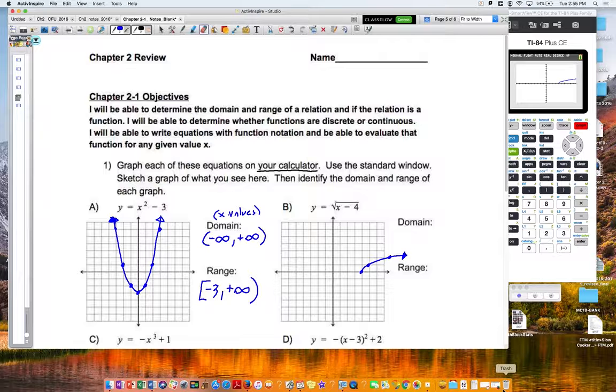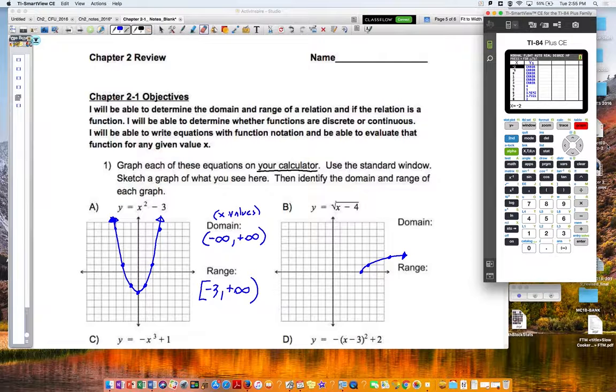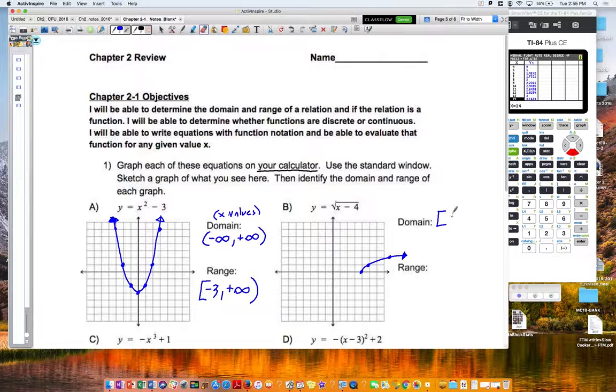Now if I look at my domain, look at how x starts at 4 and goes on in the positive direction, but never in the negative direction. A lot of times if you look at your table, you'll see errors at -2, -1, 1, 2, 3, but you finally get your first point at 4, and the values just keep increasing. As you scroll down, you can see that it gets bigger and bigger. So my domain, in this case, is a bracket because I can include 4, it gives me 0, and it goes to positive infinity. Open circle.